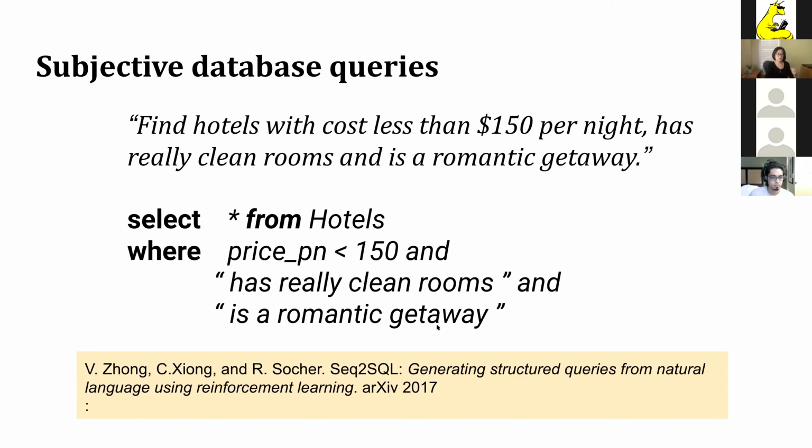We're ready to process, to interpret these queries against the subjective database schema to answer this query, which will be a rank list of hotels. What is interesting here is that you see a mixture of objective predicates, like what you have seen in SQL before, and subjective predicates, like has really clean rooms and is a romantic getaway. So a lot of the work here is really done on the subjective phrases, on how to interpret these phrases into the subjective database schema.